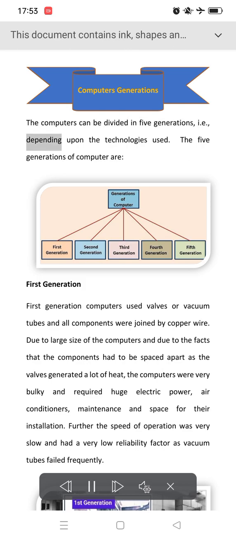The computers can be divided in 5 generations, i.e., depending upon the technologies used. The 5 generations of computer are: First generation.